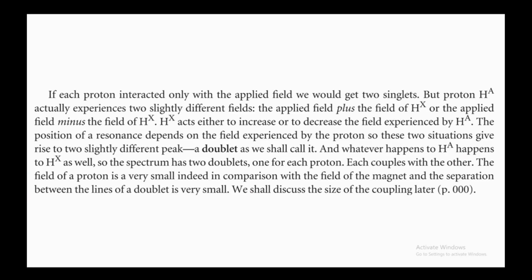But proton HA actually experiences 2 slightly different fields: the applied field plus the field of HX, or the applied field minus the field of HX. HX acts either to increase or to decrease the field experienced by HA. The position of a resonance depends on the field experienced by the protons, so these 2 situations give rise to 2 slightly different peaks, a doublet, as we shall call it. Whatever happens to HA happens to HX as well. So the spectrum has 2 doublets, one for each proton, each coupling with the other.